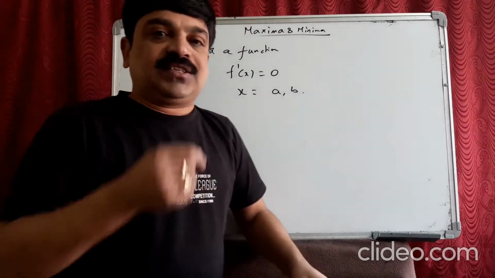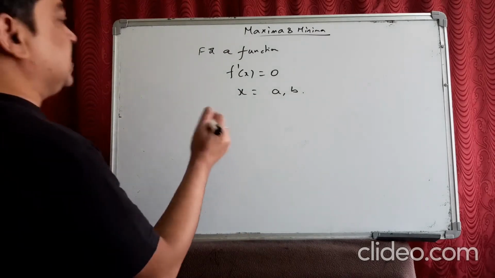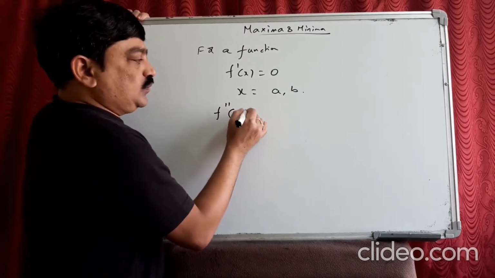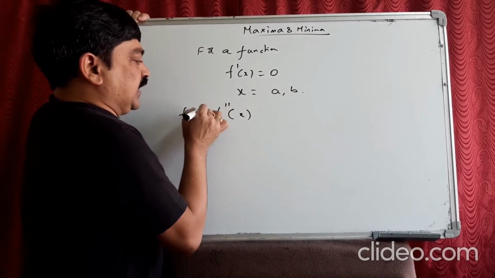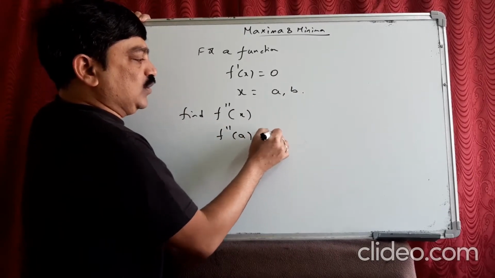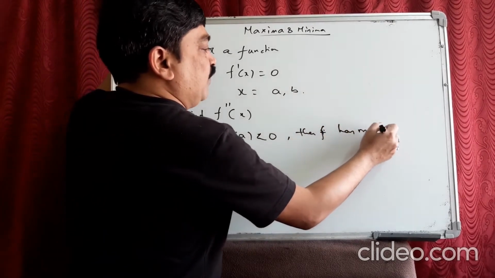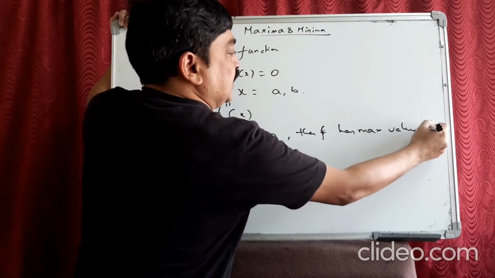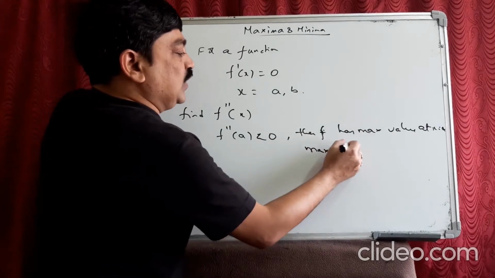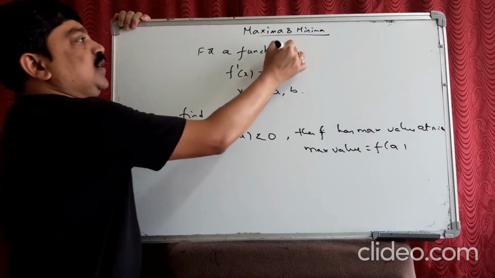You will be having a small test called the second derivative test. After getting these values, you take the second derivative and substitute f double dash of a. If it is less than 0, then f has a maximum value at x equal to a, and the maximum value is equal to f of a. You have to substitute that a in the main function of x.